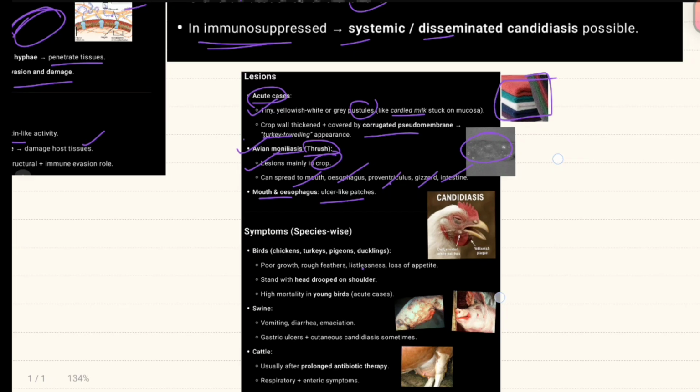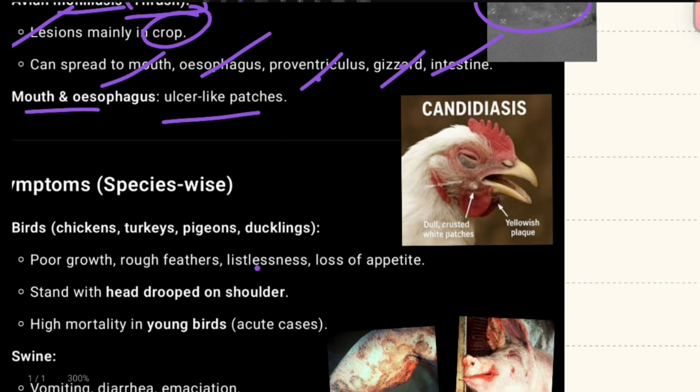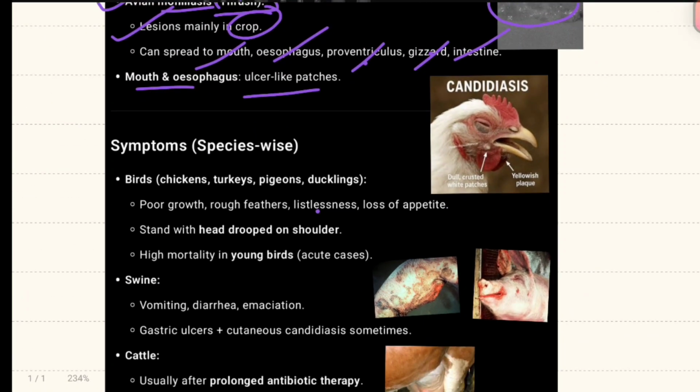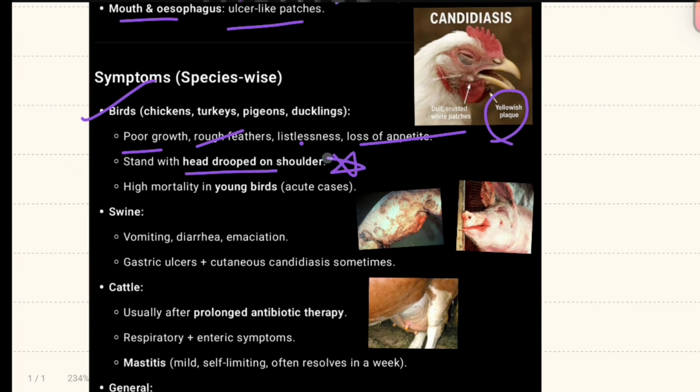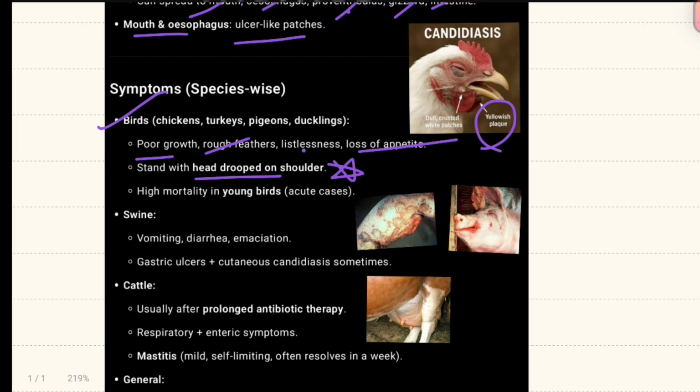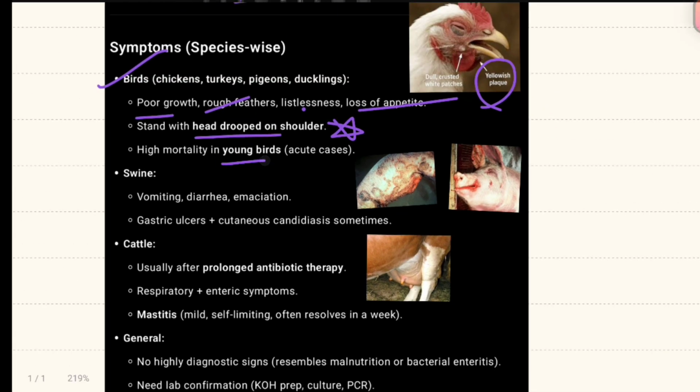Look at this picture where the bird is dull and depressed and some yellowish flakes are noticed. So these are general points. Poor growth, rough feathers, and loss of appetite will be noticed. Another important point is that as the crop gets infected, the stance of the bird will be with the head dropped on its shoulder. Such a stance will be noticed. And in acute cases, high mortality is seen in young birds.